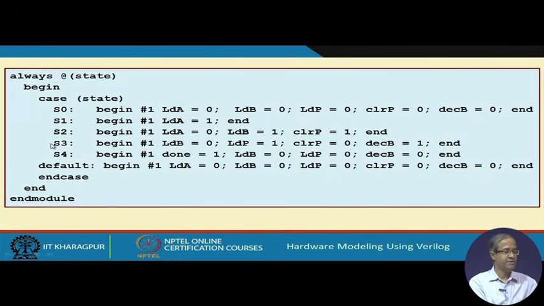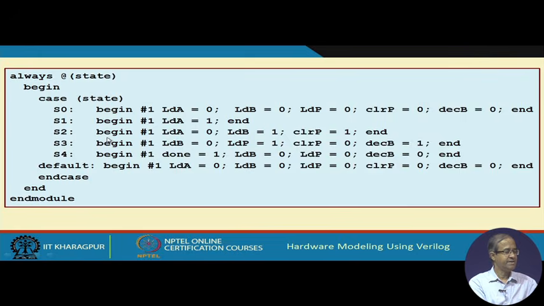In S3 we are actually doing the computation. So, you need not load B anymore. So, load P will have to be done in this loop, clear P is not required anymore. So, decrement B. So, P equal to X plus Z and B equal to B minus 1, these two things you are doing here.